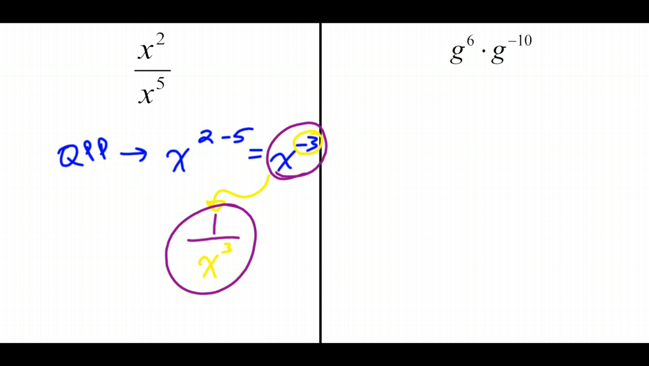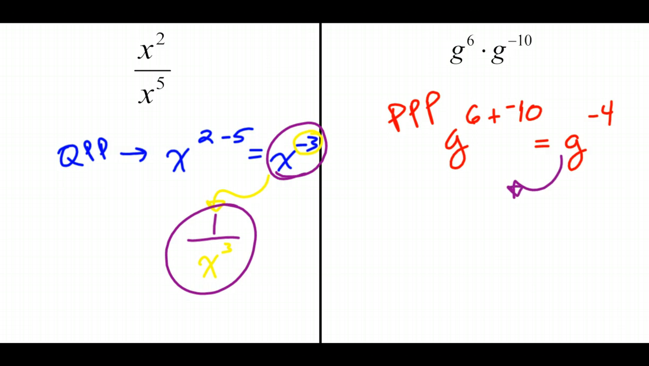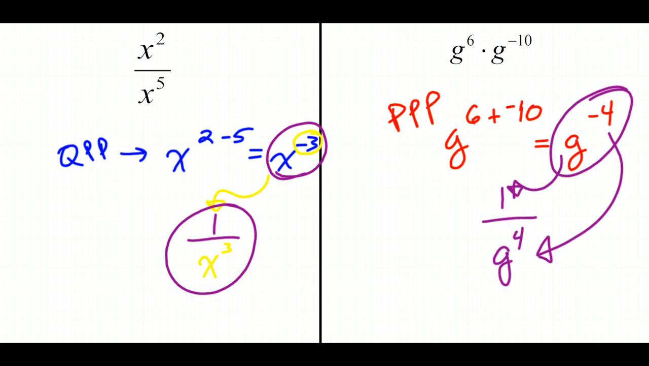Now, to simplify the second one, g to the 6 times g to the negative 10th, first we're going to use the product of powers property, which gives us g to the 6 plus negative 10, or g to the negative fourth. And then we're going to use the idea that a negative exponent means we're going to take what power it would be, g to the fourth, and make it the denominator of that fraction. Because we just have g to the fourth, it's going to flip in the fraction, and g to the negative fourth is 1 over g to the fourth.